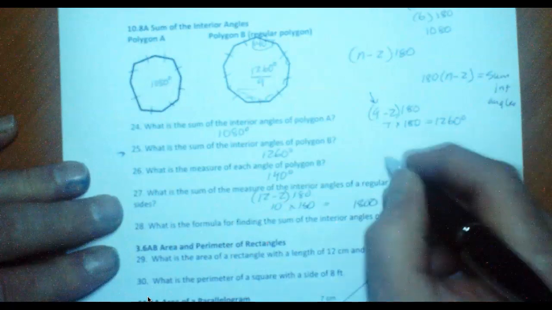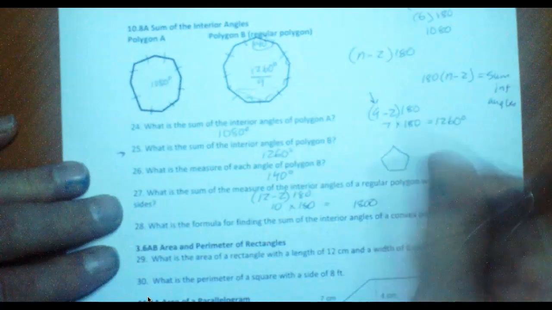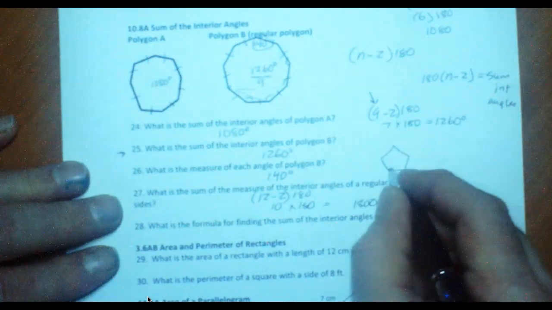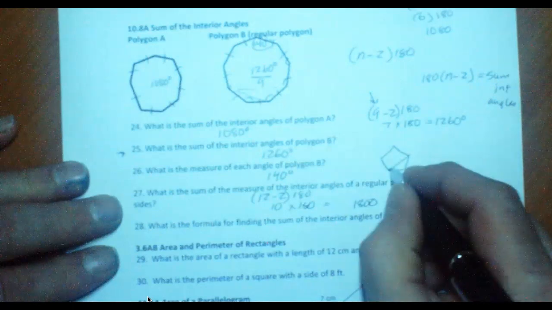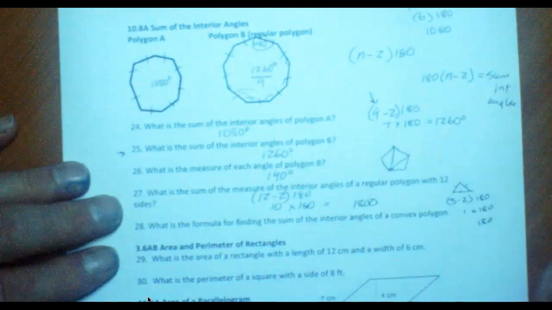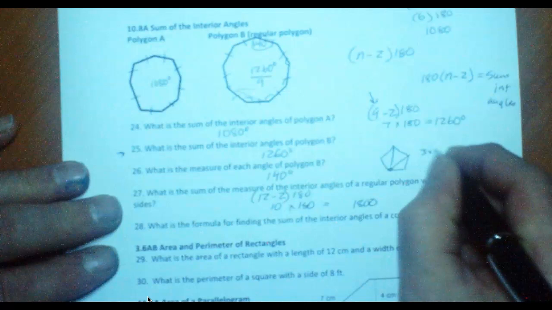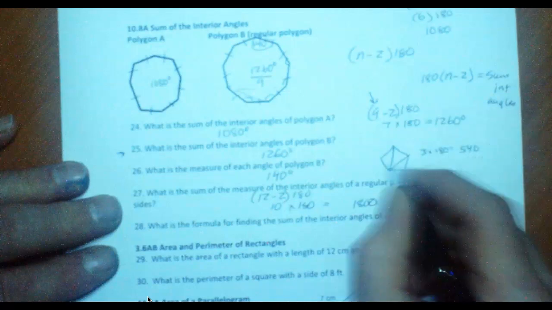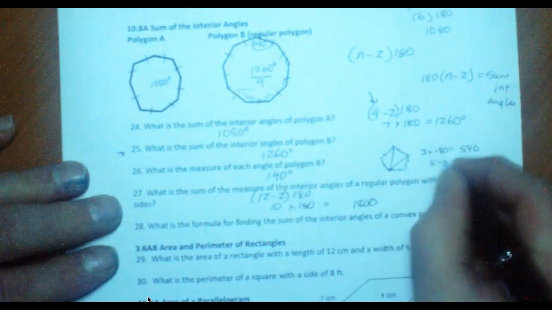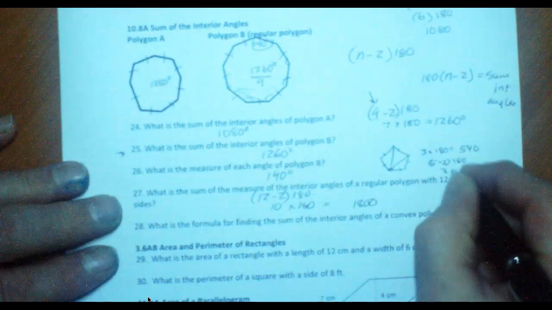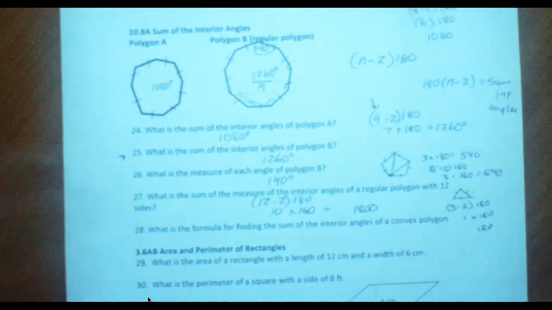As a matter of fact, I'll even do one. Here's a pentagon. You can just choose one side and then see how many triangles you can make. I can connect a line there. I connect a line there. I have got a total of 3 triangles. So 3 times 180 equals 540. But I can also do it this way. 1, 2, 3, 4, 5. 5 minus 2 times 180, which is 3 times 180, which is 540. I think the formula is simpler.